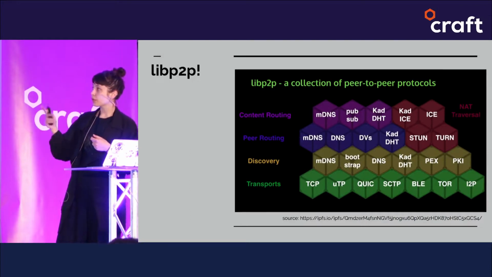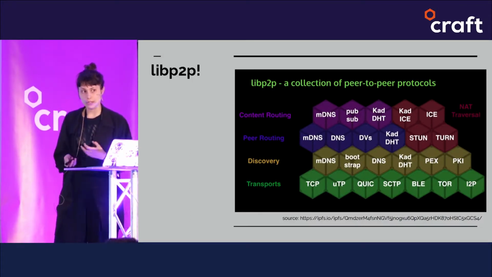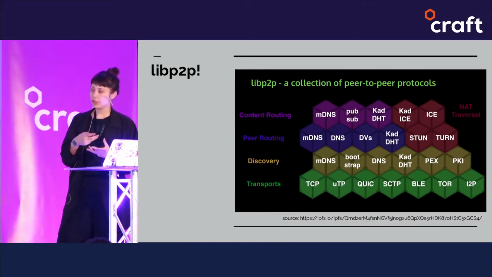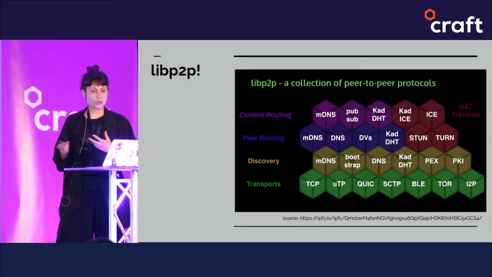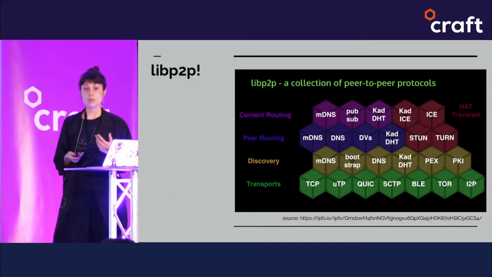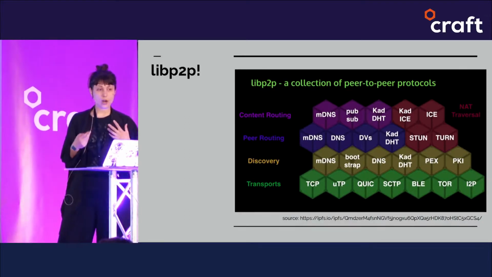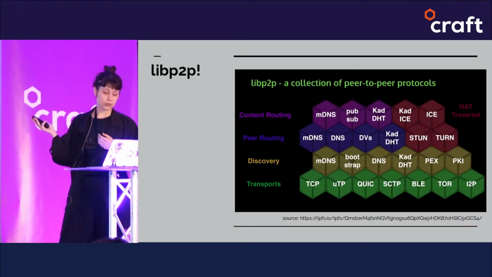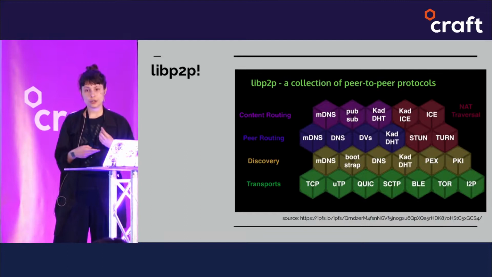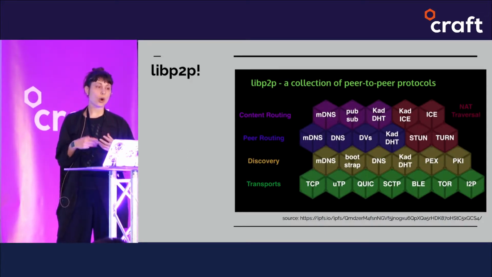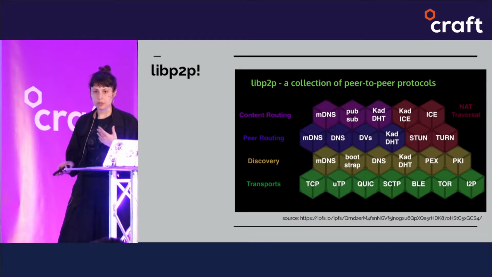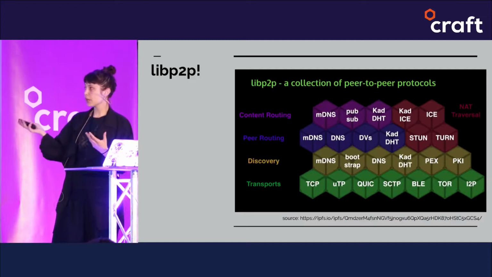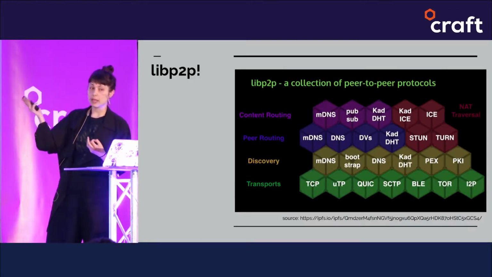So on this graph, the colors represent different aspects or components of the peer-to-peer application, and the names in the hexagrams are the different modules. So we have transport. This is the protocol that goes over the wire. Discovery, how we find peers. Peer and content routing, so how we choose paths through the network. And NAT traversal, which is how we maintain connection over a gateway. So an example would be a home router, which is an intermediary between devices on the local network and the big bad outside internet.